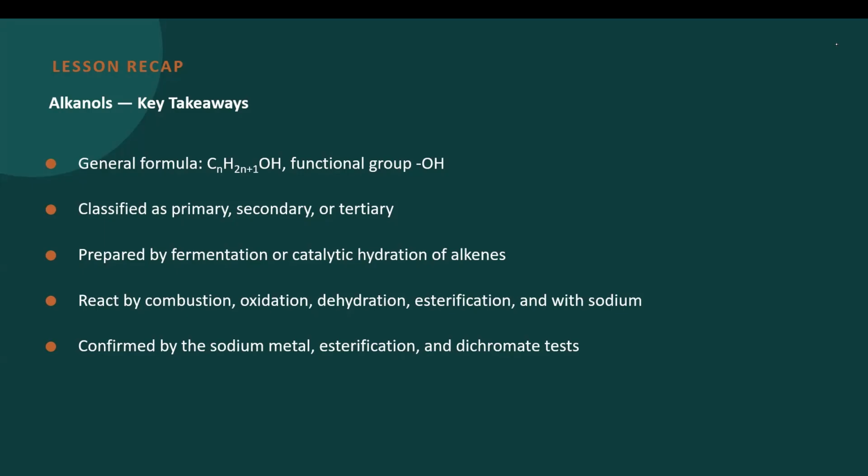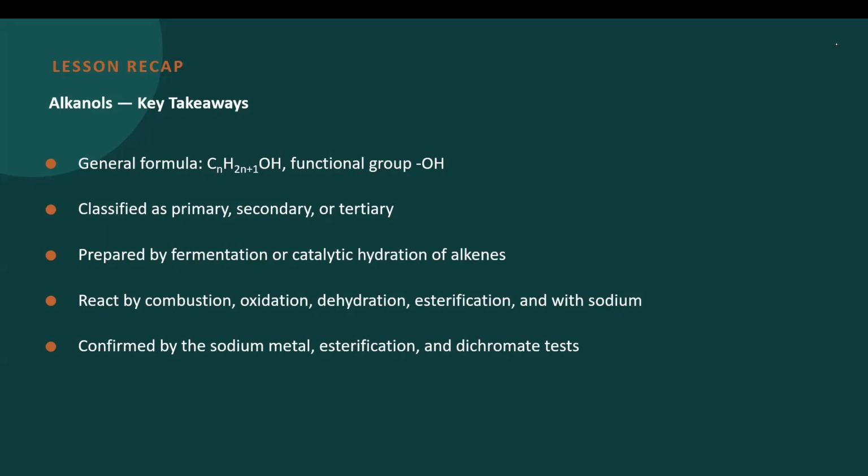General formula of alkanols is CnH2n+1OH, where OH is a functional group. Okay, so if you see a compound that has CH here and there, then OH somewhere, just OH, then you know that is an alkanol. All right, then alkanols can be classified as primary, secondary, or tertiary, depending on how many carbon atoms are bonded to the carbon bearing the functional group, bearing the OH.